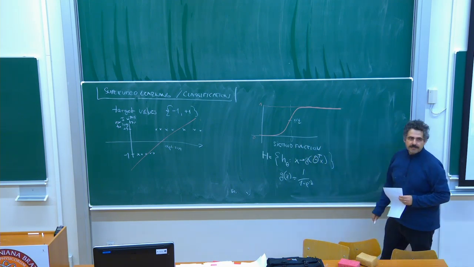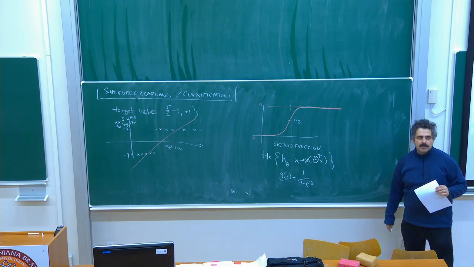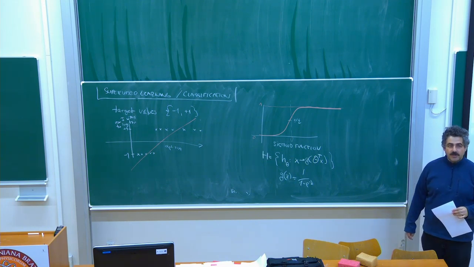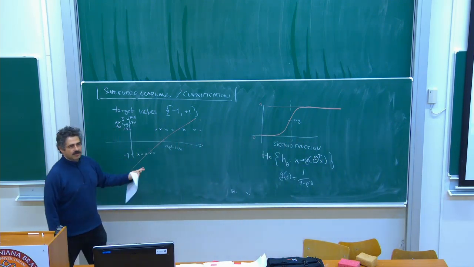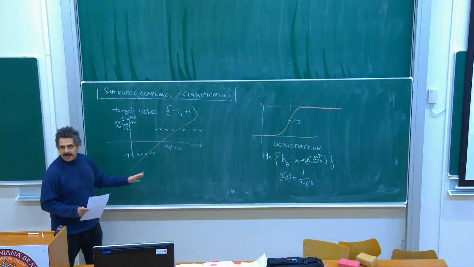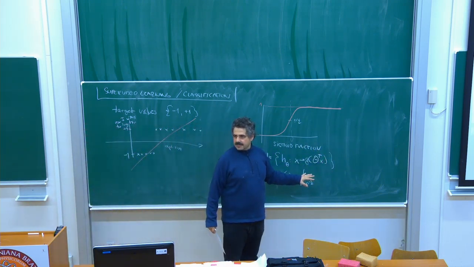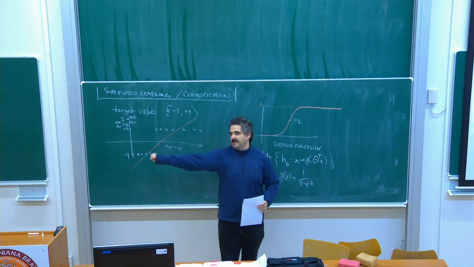Yes? For example, you can also use the jump function, which is 0 until 0 and 1 after 0. Okay, we will talk about this later, not in this lecture. We will talk about all kinds of variants later. Okay, so this solves part of our problem. With these functions, we are not going to be penalized for being too positive. If you are too positive, you're still 1.